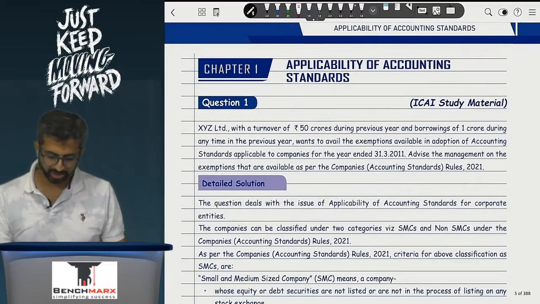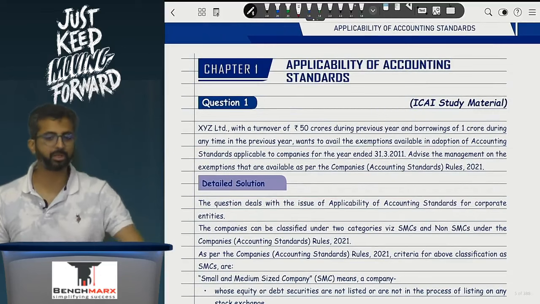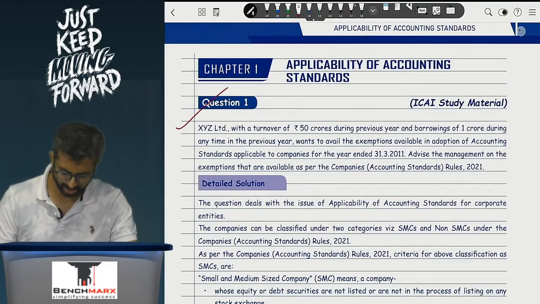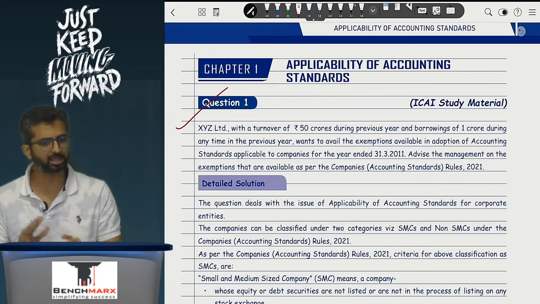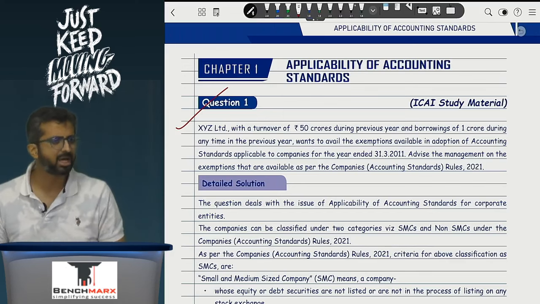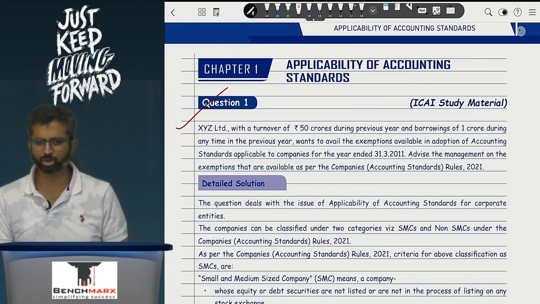Okay, so let us review these questions. We'll go to applicability of accounting standards. This is question number 1. Most of these are theory questions. Wherever required in numerical terms, we will solve it separately. But here, to the extent required, we can just note down the summaries.